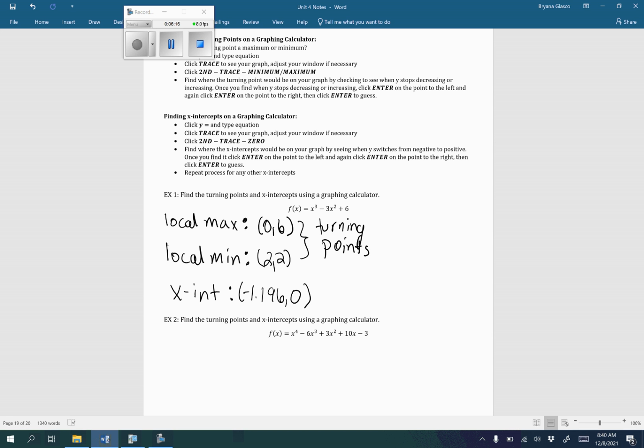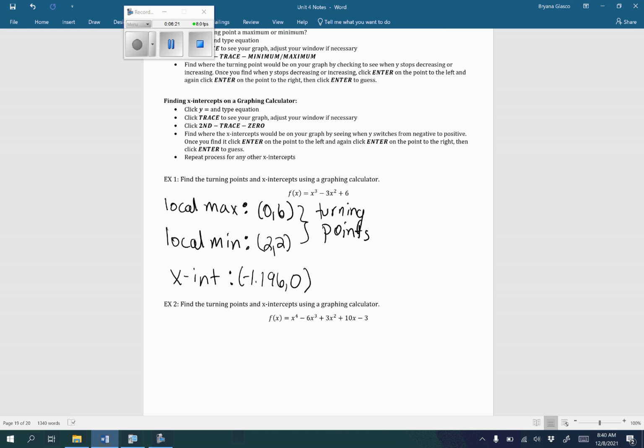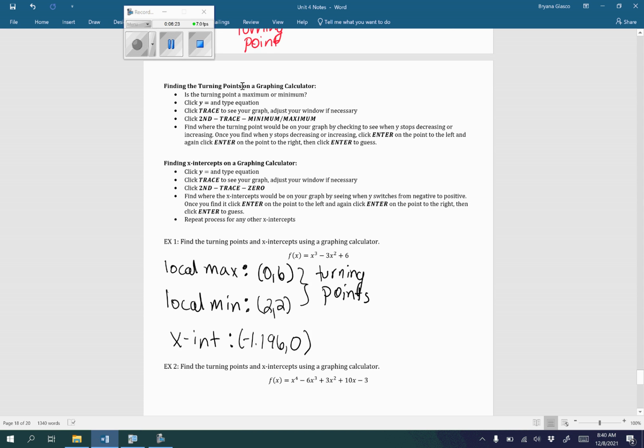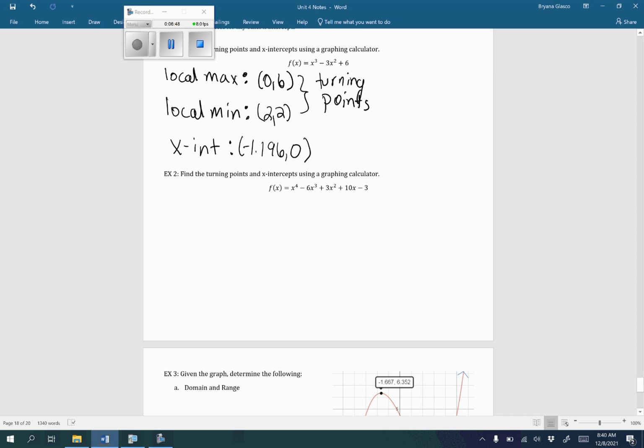Okay, let's see how you guys did here. If you didn't notice, I forgot to say this: I have already given you the entire instruction, so read through this. Here it says, for your turning point, is the turning point a max or min? You click y equals, type your equation. That's what we did. Click trace, and then we're going to do second trace, either min or max, depending on what you're doing. And the same thing for the x-intercept. It tells you exactly. So if you forget, look back at the instructions there. It really will help you.